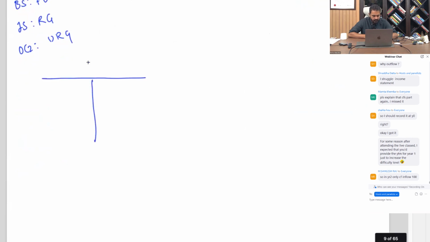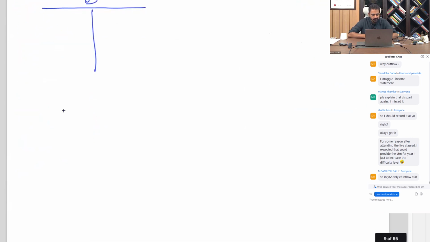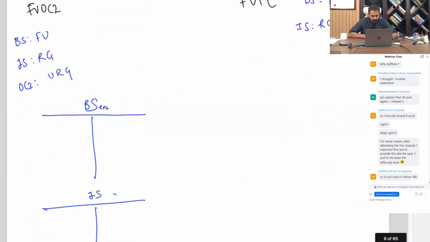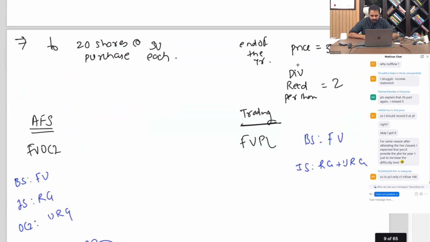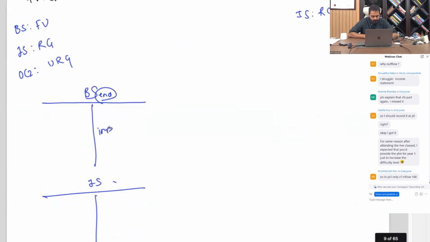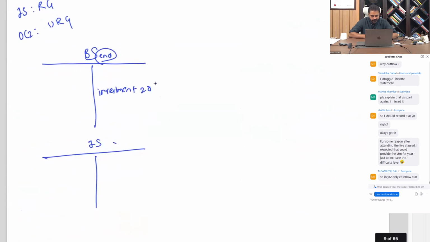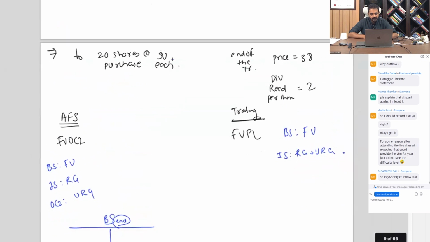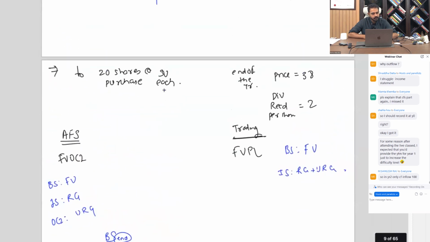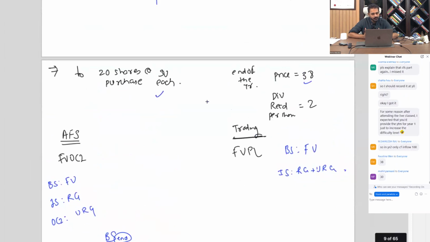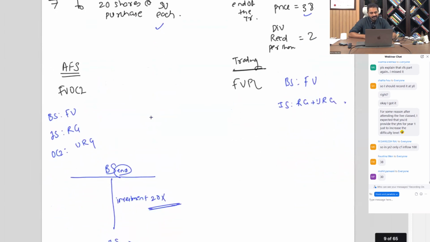So let's assume this is my balance sheet here, and this is my income statement. So first, on balance sheet at the end of the year, I will show asset as financial investment, and that would be shown at 20 into, tell me how much? 20 into 30 or 38? I'm creating the end of the year balance sheet. Should it be 30 or should it be 38?